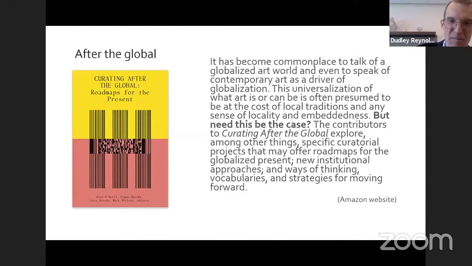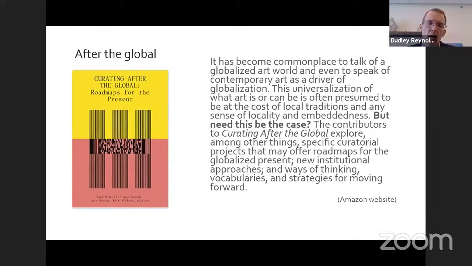Pause just a second. So that art was being seen increasingly as a part of globalization and as something which was promoting this sort of homogenization that often goes along with globalization. And so the description on Amazon reads, it's become commonplace to talk of a globalized art world and even to speak of contemporary art as a driver of globalization. This universalization of what art is or can be is often presumed to be at the cost of local traditions and any sense of locality and embeddedness. But need this be the case? The contributors to Curating After the Global explore practices and roadmaps for the globalized present.